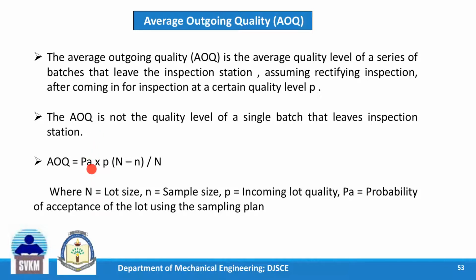AOQ is calculated as PA, that is the probability of acceptance, times the fraction defective P, the fraction defective of the incoming products, multiplied by capital N minus small n, where capital N is the lot size and small n is the sample size, divided by capital N. That's the way of calculating AOQ.